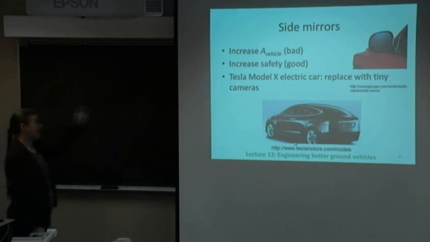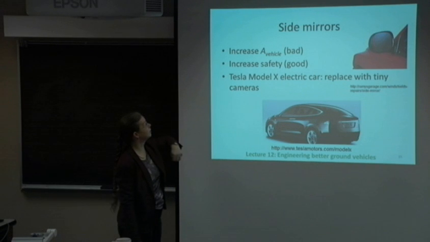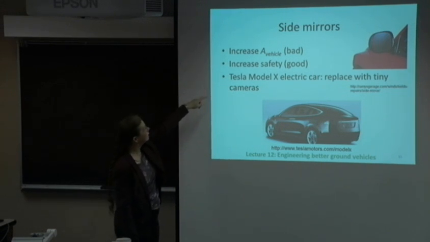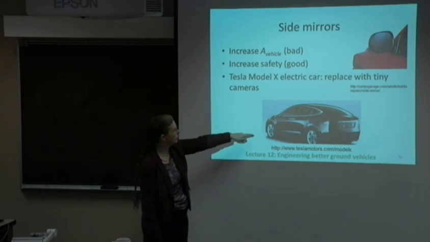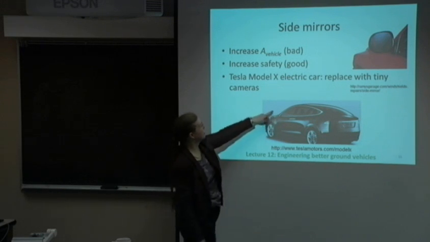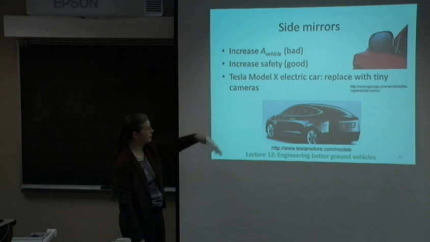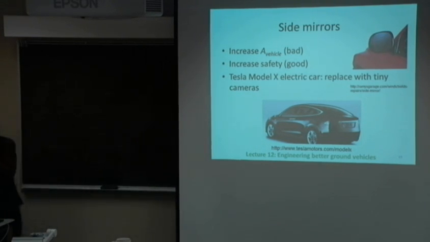Oh yeah, side mirrors. Well, they increase the frontal cross-section of your car, so that's bad. They increase safety, that's good. Here is a Model X electric car. This is a Tesla Motors. I don't know if it's real or if it's just a concept car at this point, but notice there's no mirrors. They actually have tiny cameras there, so it shows you the view from the mirrors, but inside. Improves the mileage. And increases the cost.